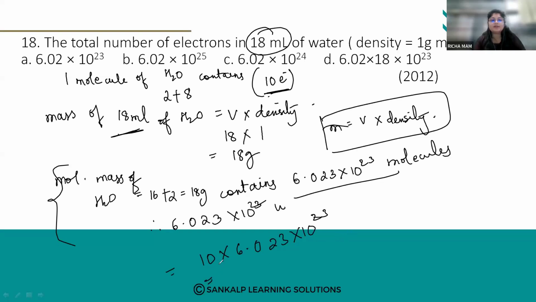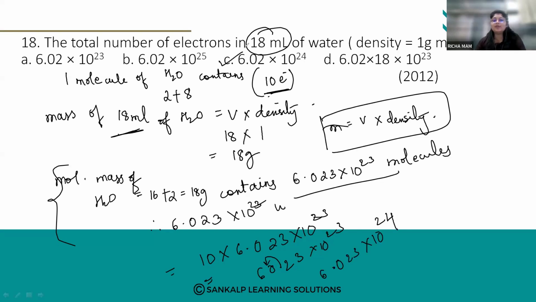60.23. Just try to convert. Let's see conversions. So it is 10 into 6.023, so it comes 60.23 into 10 raised to 23. If I shift this decimal this side, it becomes 6.023 into 10 raised to 24. So our answer is what? Option number C.